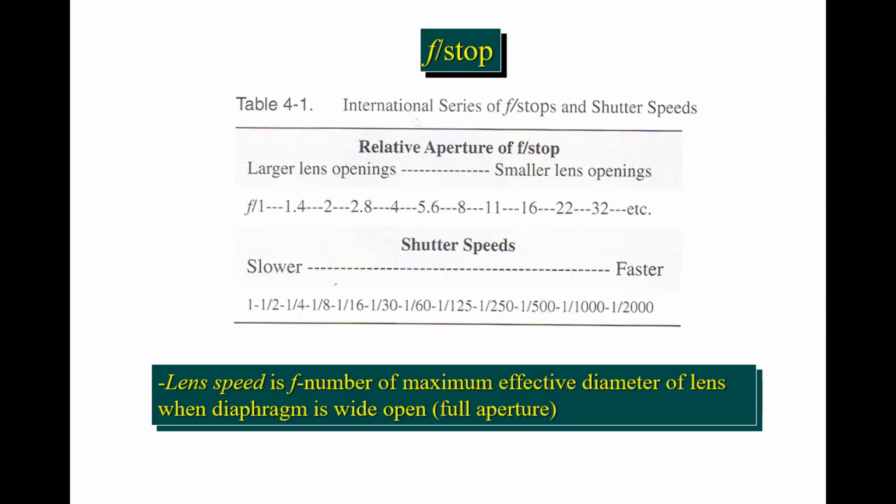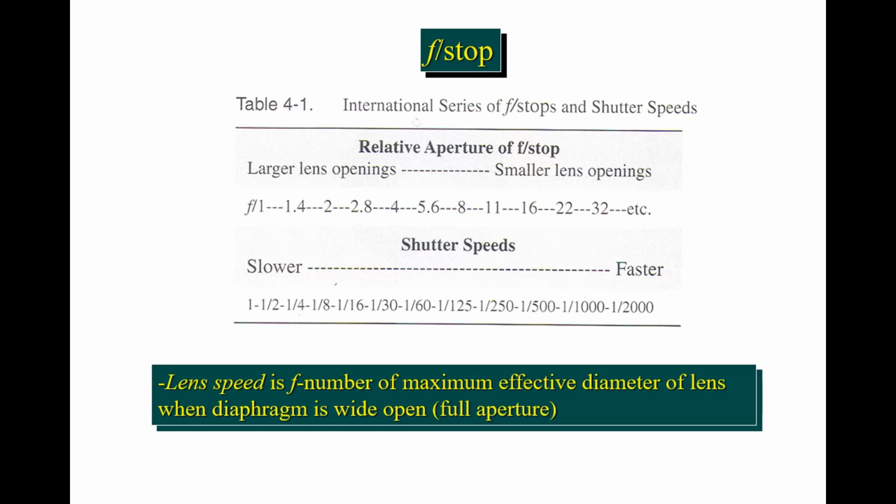So in this table we see the international series of f-stops and shutter speeds. In the upper progression of numbers we see the relative aperture of f-stops. On the left hand side we have larger lens openings, on the right hand side we have smaller lens openings. So larger lens openings would be lens openings such as f1 or f2, smaller lens openings would be f22, f32, and so forth. On the bottom portion of this table are the shutter speeds. On the left-hand side are slower shutter speeds, faster shutter speeds are on the right-hand side.